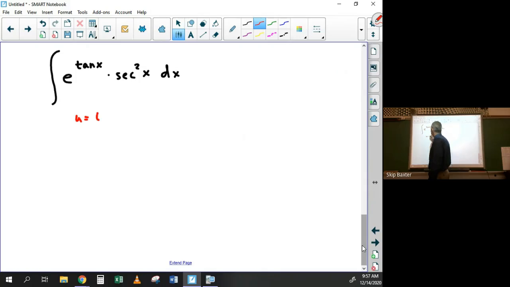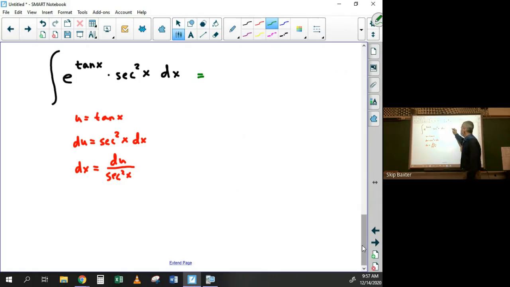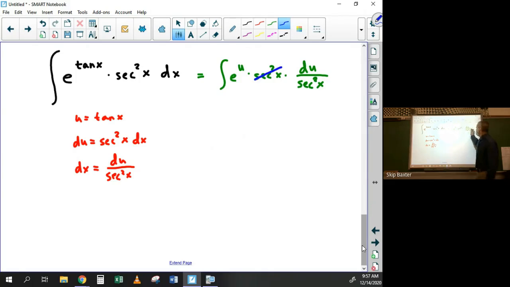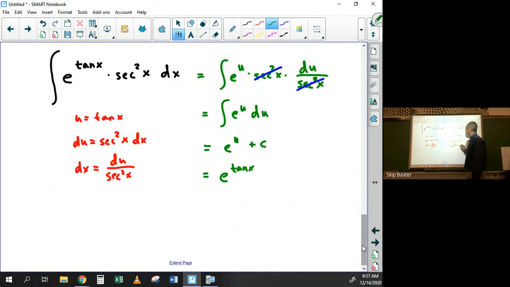So u is tangent x. So du is secant squared x dx. dx is du over secant squared x. Then you substitute. So this is e to the u times secant squared x times du over secant squared x. Perfect. They cancel. So this is just e to the u du, which has an integral of e to the u plus c. So the answer is e to the tangent x plus c.